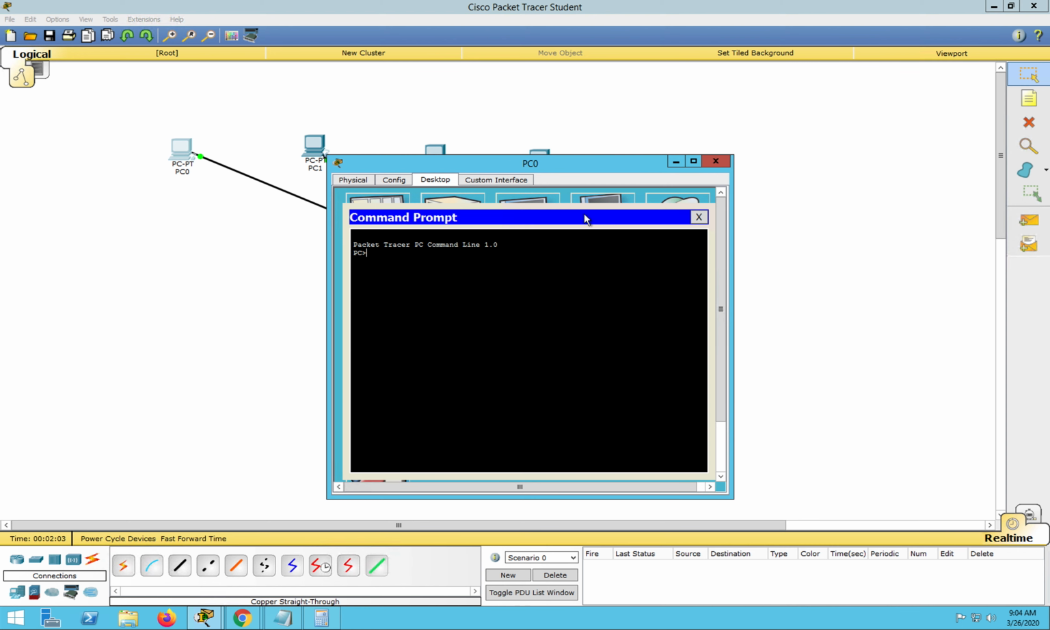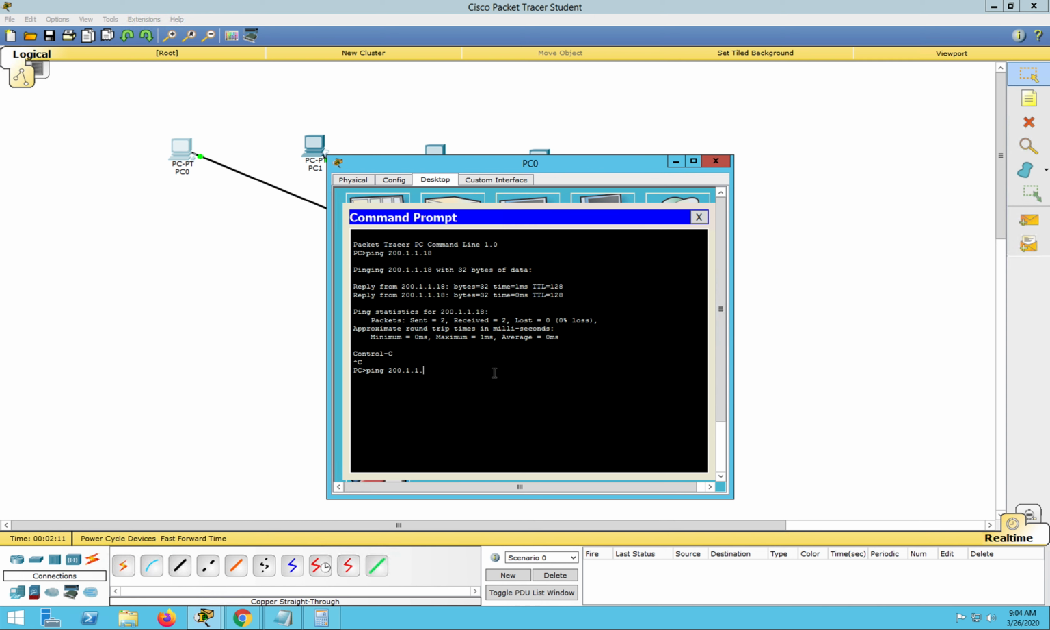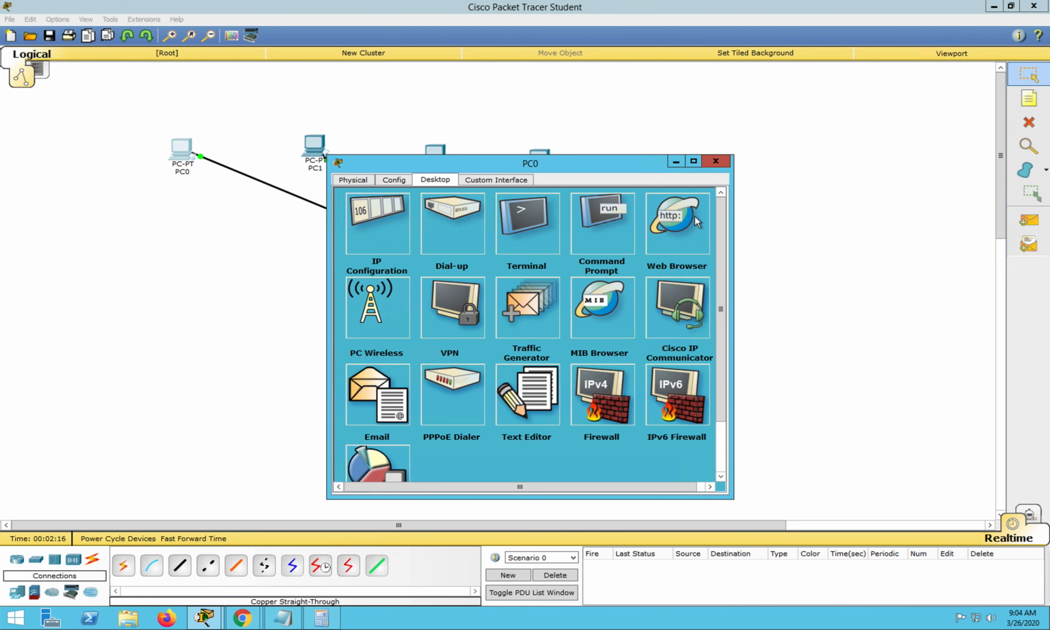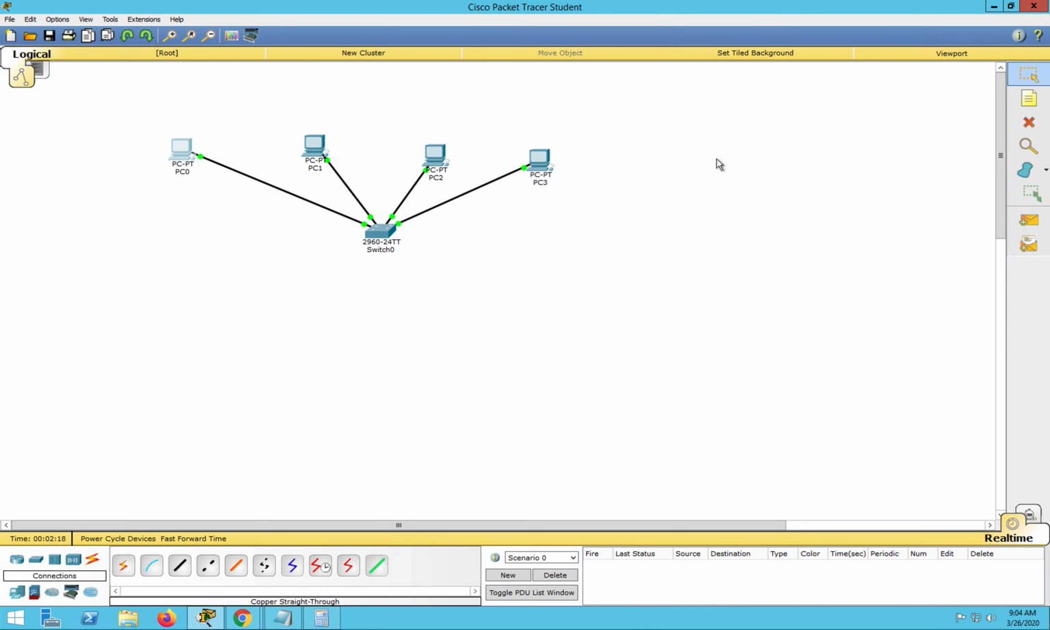All right, now let's go over here and try pinging the numbers. 200.1.1.18. Okay, and yes, that is working. In fact, if I ping the 255, that gives me all 3 computers responding, just like what we've done before. But now I want to start really messing things up.